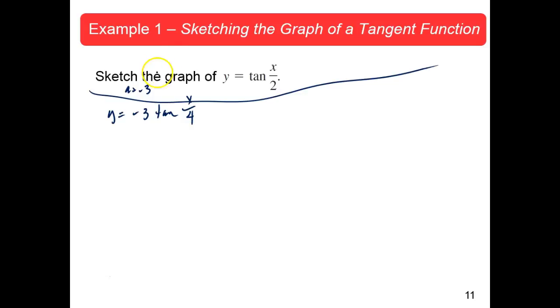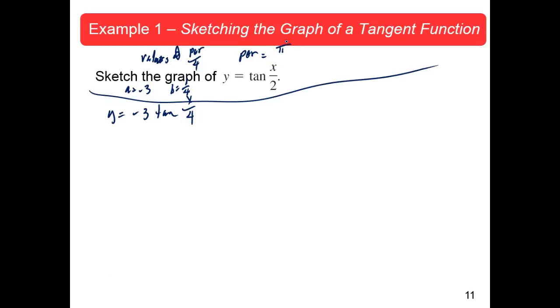Values at the period over 4. Quarter periods. What next do you look for? B. And what's your B in this case? Now x over 4, 1 over 4. X is your variable. The coefficient of that variable is your B, so 1 over 4. And what is B used to find? Period.